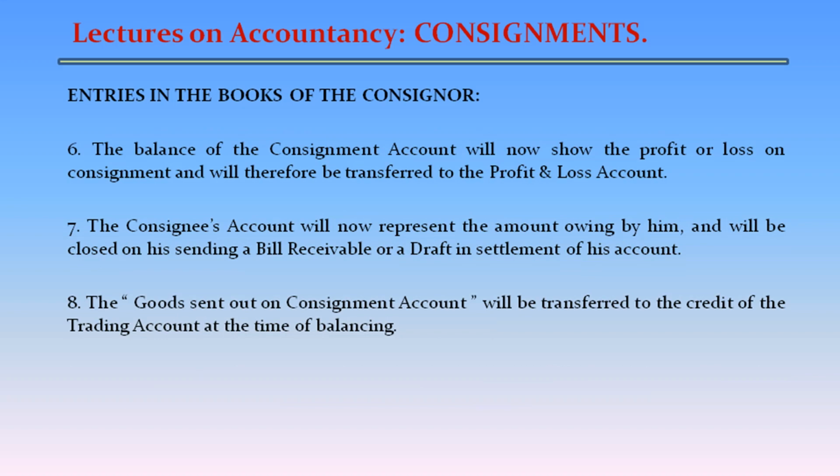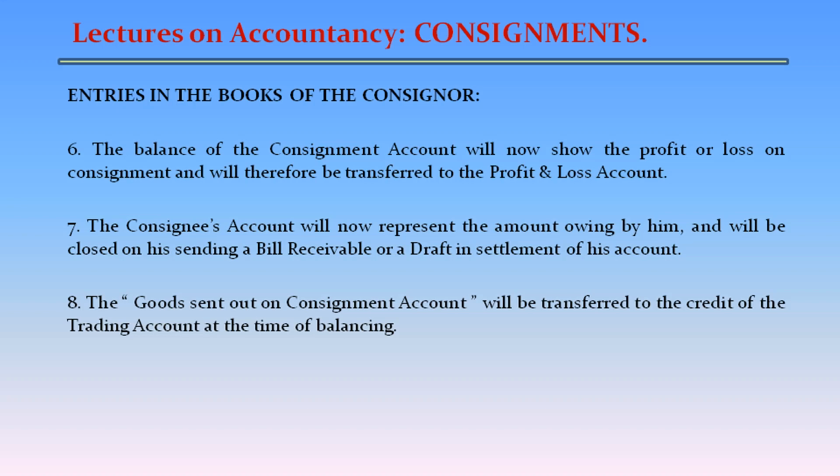6. The balance of consignment account will now show the profit or loss on consignment and will therefore be transferred to the profit and loss account. 7. The consignee's account will now represent the amount owing by him and will be closed on his sending bills receivable or a draft in settlement of his account.